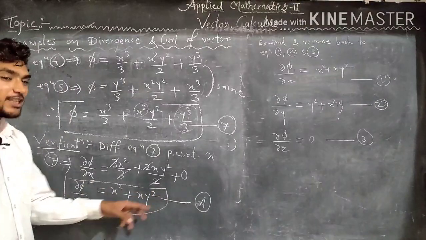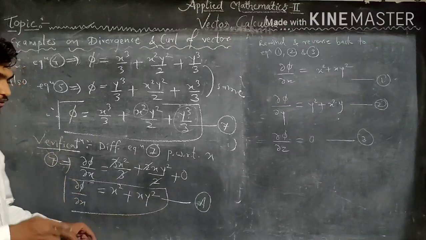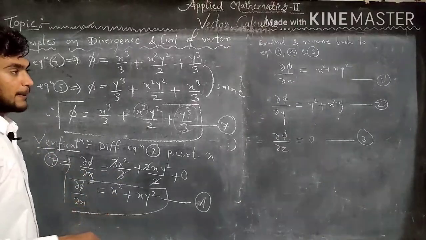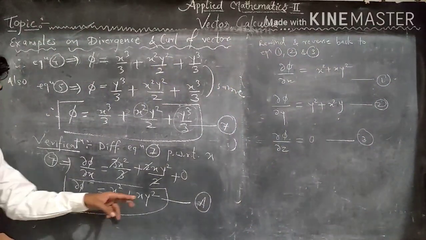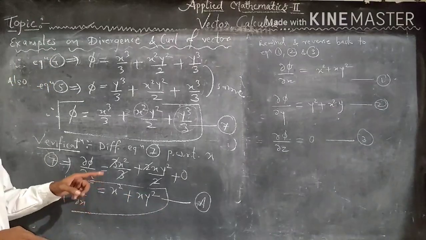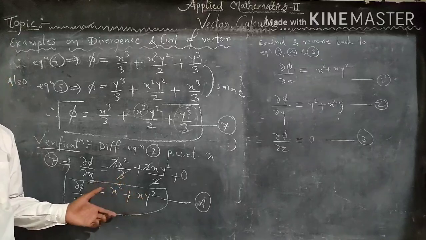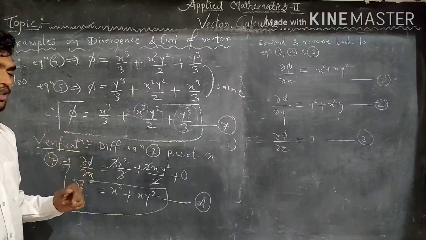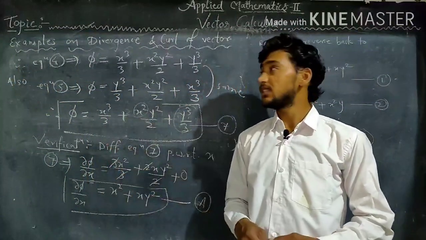Now match this equation A with equation 1 that we obtained in this example. For this, rewind and go back to equation 1. From this we have seen that equation A and equation 1 are same, and that's why the constant that we have found is right. Similarly, you can find del phi by del y and del phi by del z to check whether the constants are correct or not. That is our verification. So this is simple example 1 based on divergence and curl.